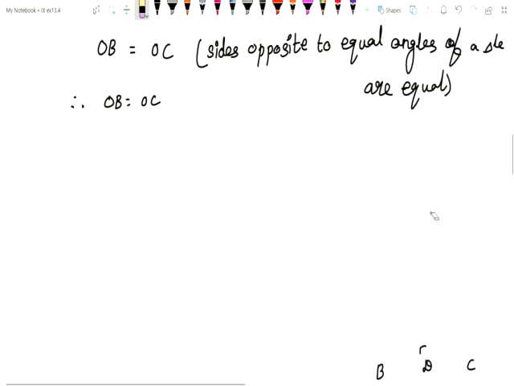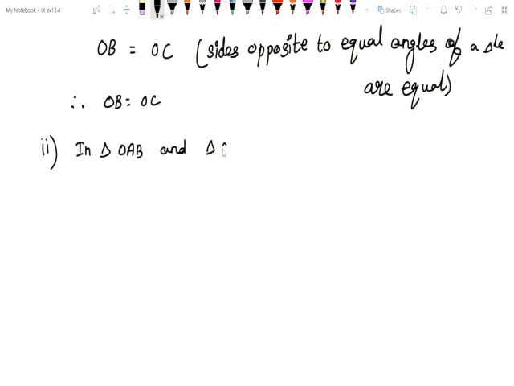Once again, the second one, in triangle OAB and triangle OAC. I draw the same diagram here, for my reference.